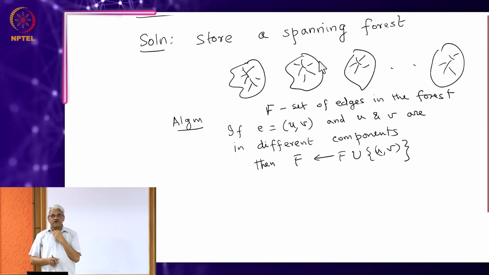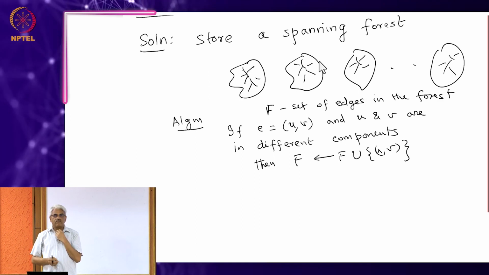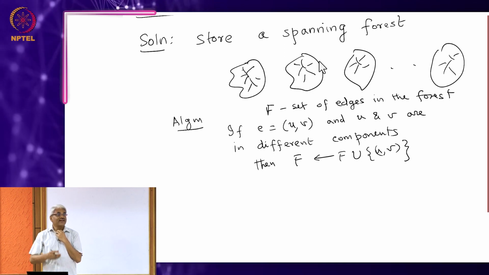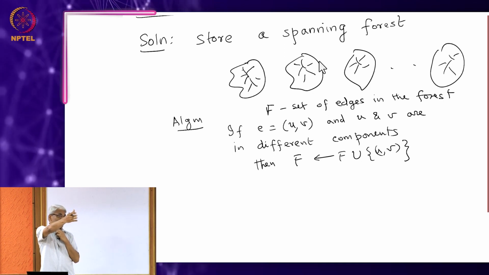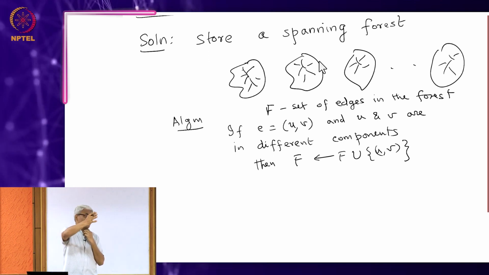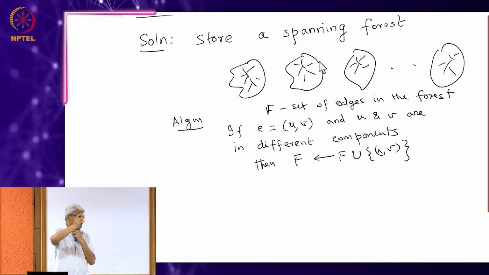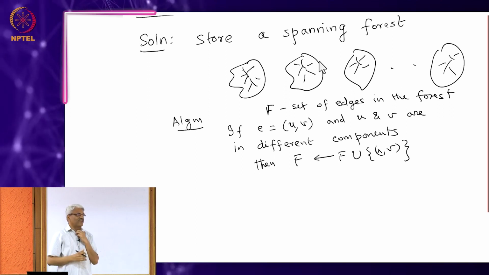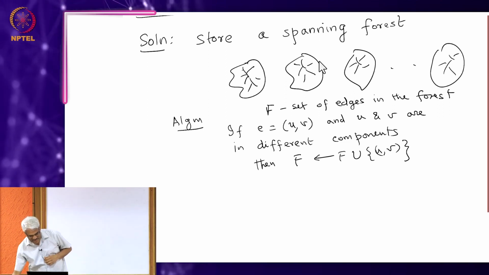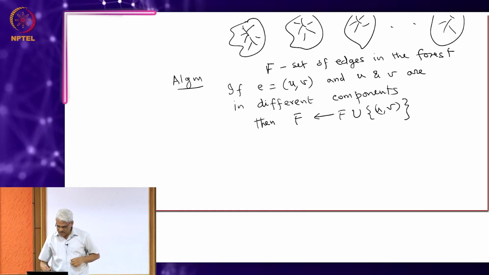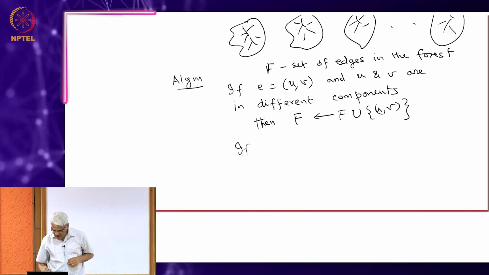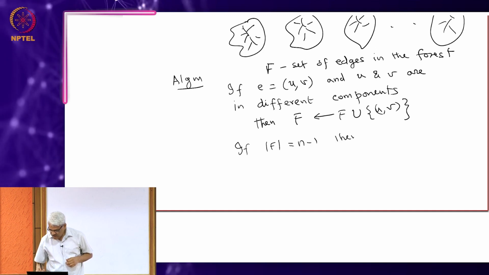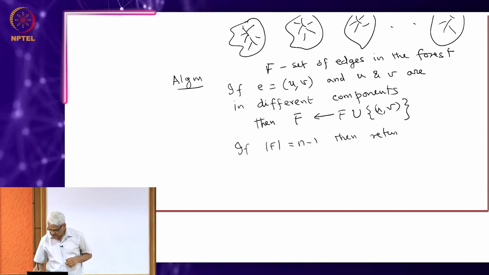So when is, yeah, all the vertices are in the same component. Yes. Cardinality of F equal to, should it be n or what is it? That's the correct direction. N minus 1, right? So if cardinality of F is equal to n minus 1, then return yes.